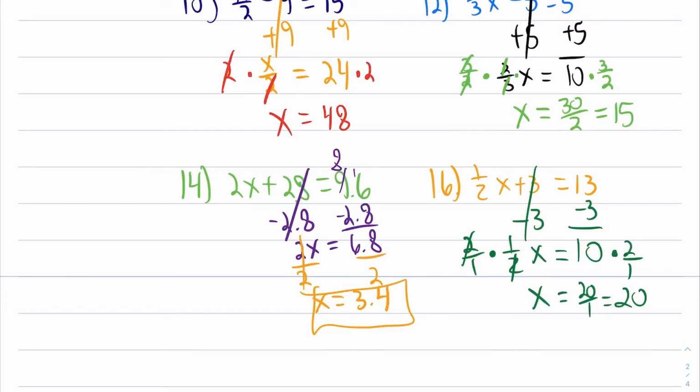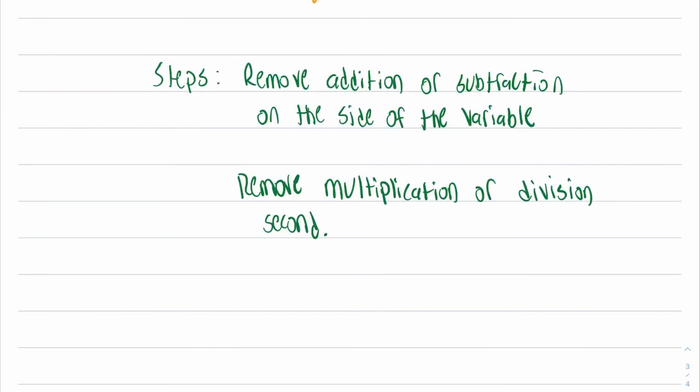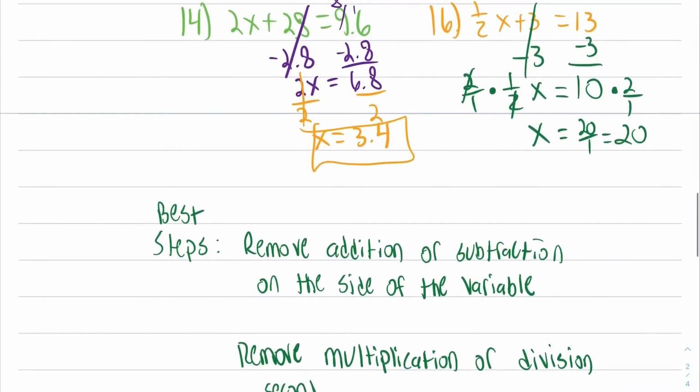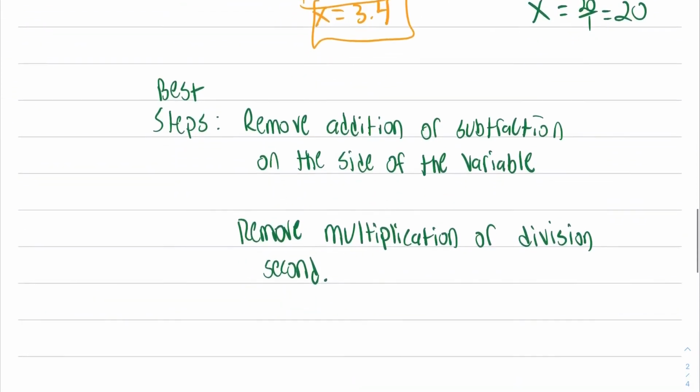So in an equation that's as simple as this, you do the opposite of adding and subtracting first, and then after that you get rid of whatever is attached to x, the coefficient. Okay, I just call these the best steps because you don't have to do it this way. You could remove the division first, and I will show you that right now.